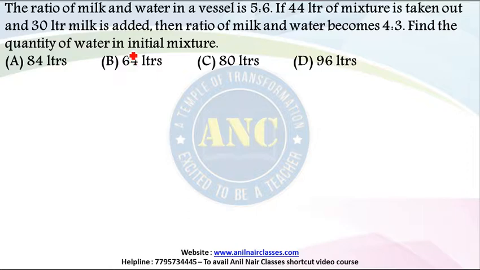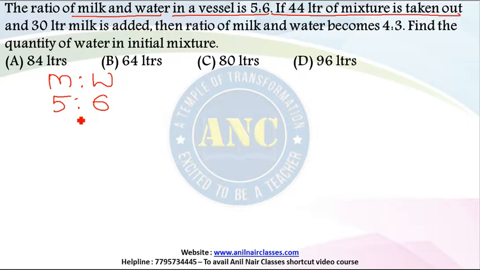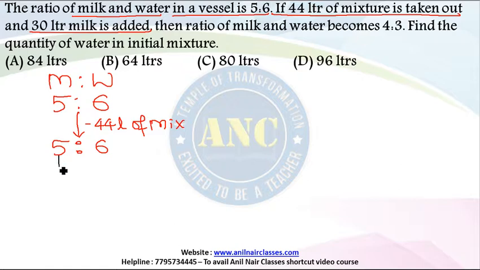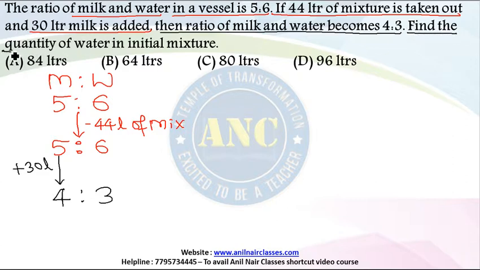Now see here, your question is: the ratio of milk and water in a vessel is 5:6. If 44 liters of mixture is taken out, the ratio of milk and water will still be 5:6 itself, and 30 liters of milk is added. Every time I was adding water in the first 4 problems, now I am adding milk. It makes no difference once you understand the concept. The new ratio of milk and water becomes 4:3. Find the quantity of water in the initial mixture.